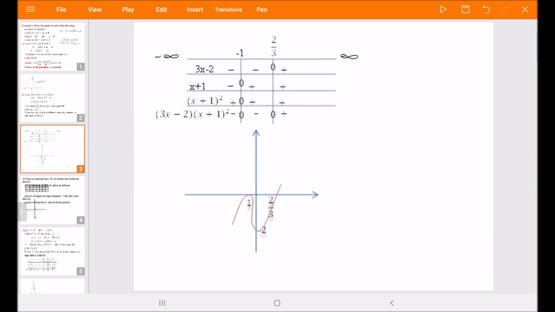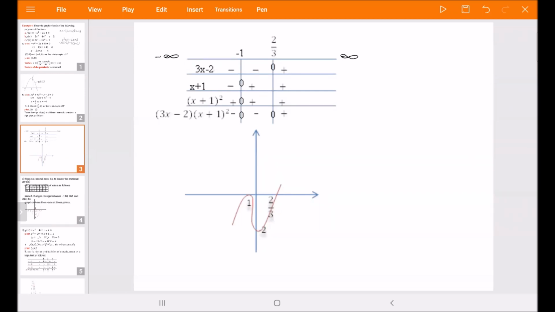So this table has 1, 2, 3, and 4 rows. But our interest is on the last row of this table. So before coming to read the last row of this table, 3x minus 2 at x equal to 2 over 3 is 0. And what is the sign of 3x minus 2 for values less than 2 over 3? For example, if you substitute x by minus 1 in 3x minus 2, what is the sign? 3 times minus 1 is minus 3. Minus 3 minus 2 is minus 5. That means for values less than 2 over 3, the sign of 3x minus 2 is negative.